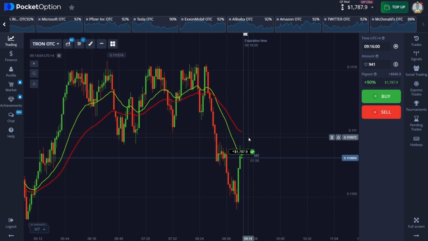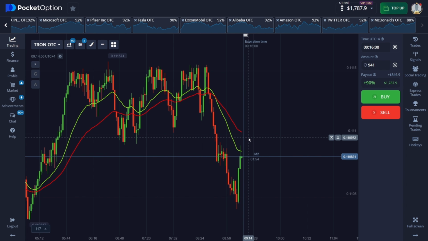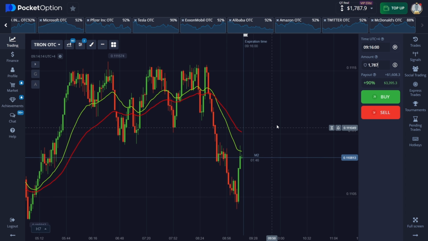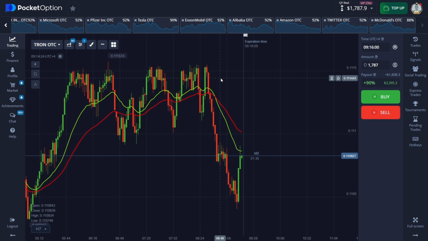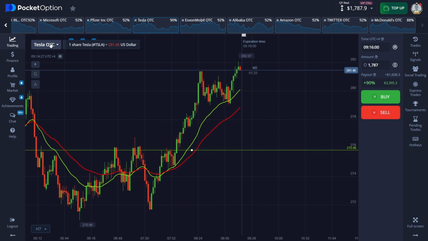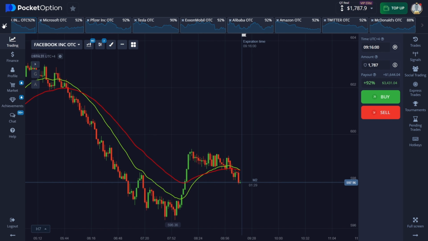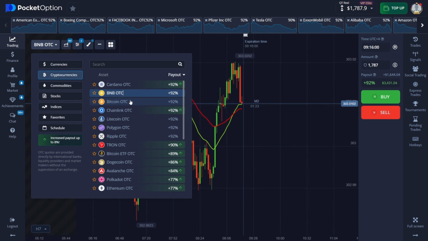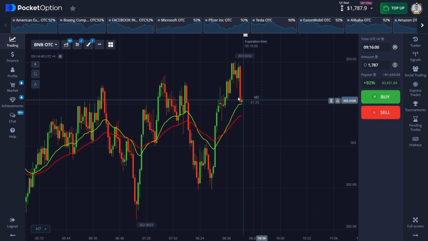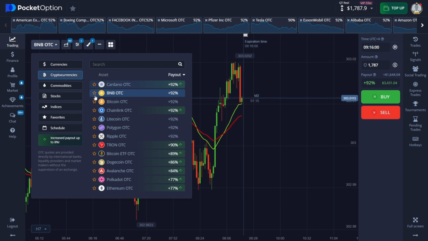Now my balance has increased to $1,787. Let's find a trade for $1,787. I found a trade on BNB OTC, but since the candle was already up, I decided to avoid that one.